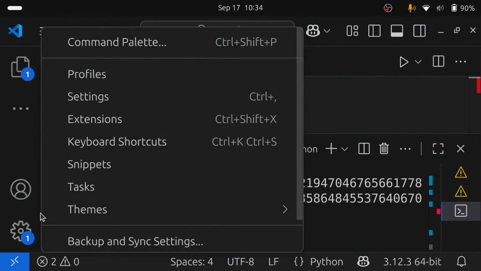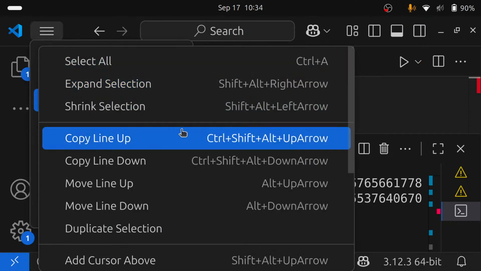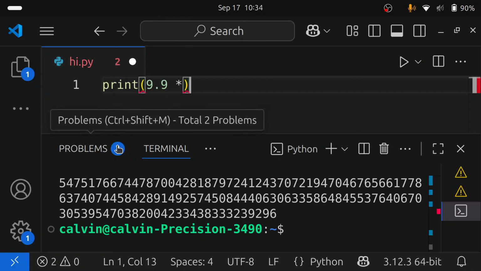Can I turn that off? What's Zen mode? Okay, never mind. I'm fine.